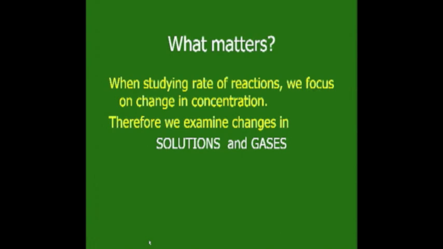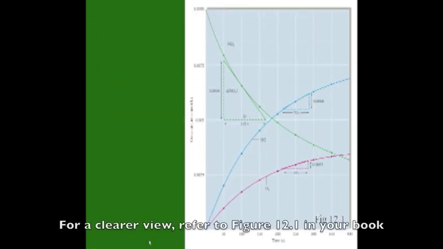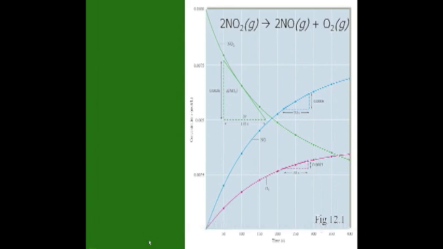So let's examine a reaction that involves gases. This is a picture of figure 12.1 from your textbook. It shows the rate of decomposition of nitrogen dioxide into nitrogen monoxide and oxygen gases and the balanced equation of the reaction. You see the axes are labeled concentration and time. Notice what happens to the concentration of NO2 over time. It decreases along this curve. As the concentration of NO2 decreases, we also notice that the concentrations of NO and O2 increase along these curves.